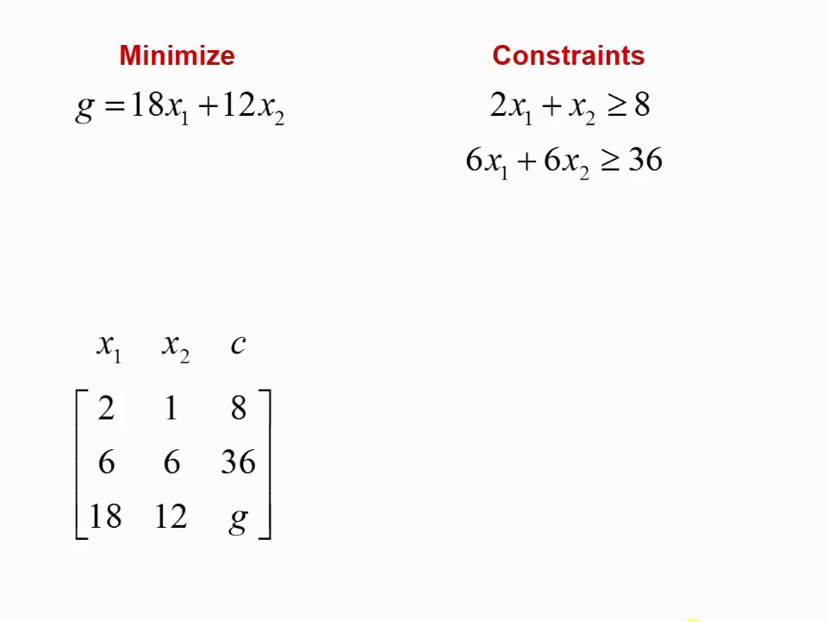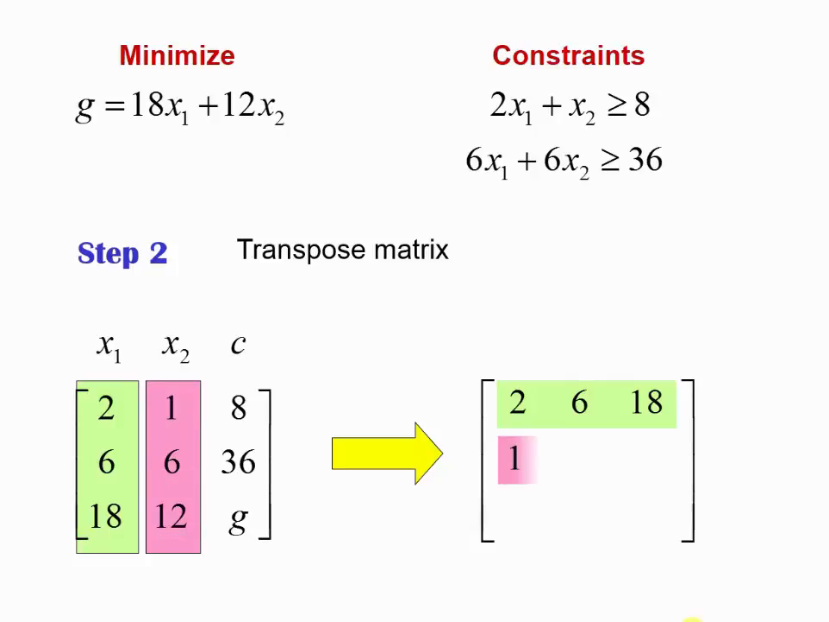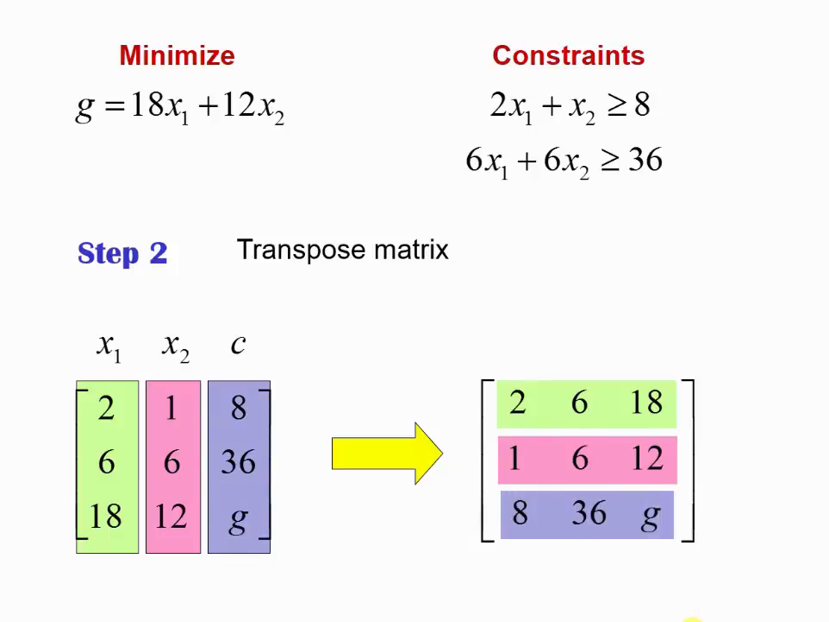Then we're going to take that matrix and do a process called the transpose. The transpose of a matrix means to interchange the rows and the columns. So we're going to take the first column and write it as a row. First column becomes first row. Second column becomes second row. Third column becomes third row. Notice that the letter representing what we're trying to minimize is still in its same position.